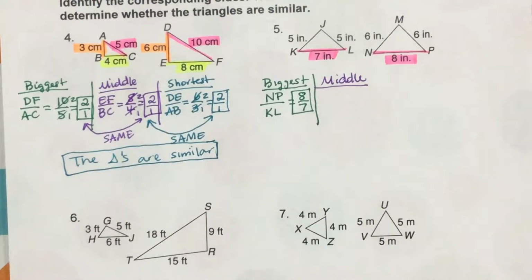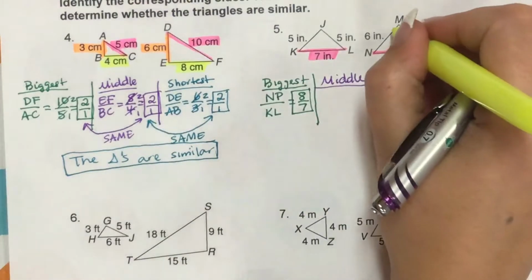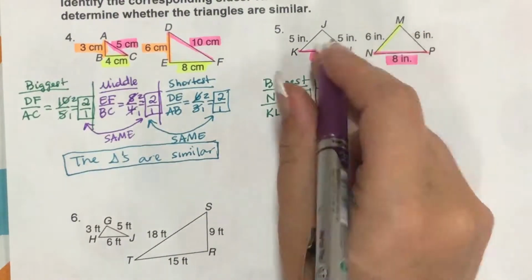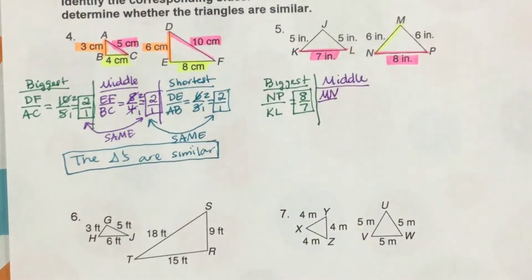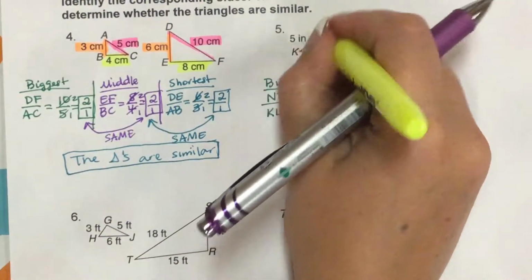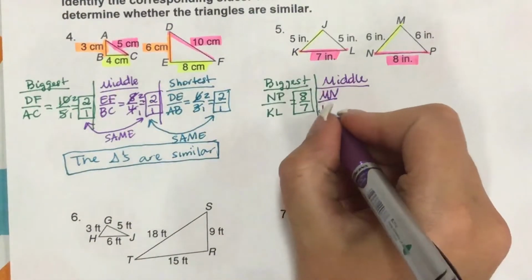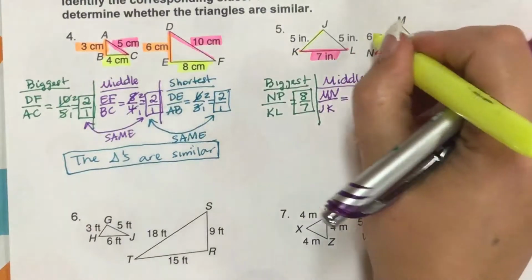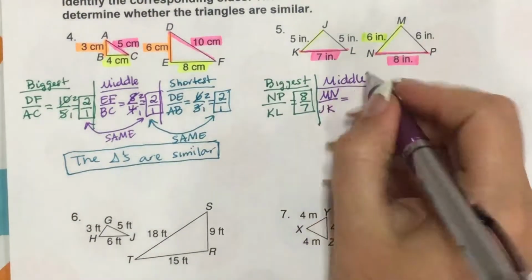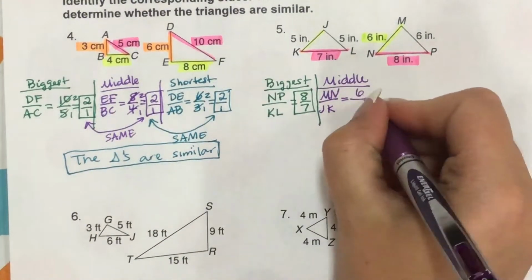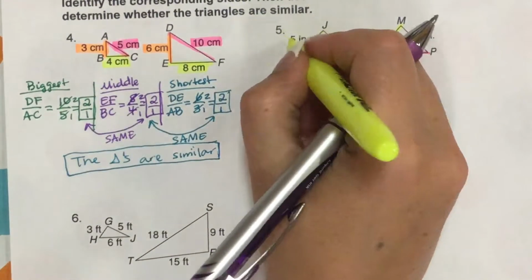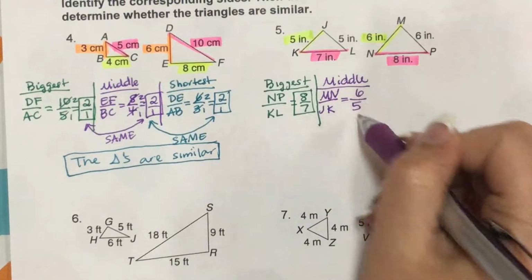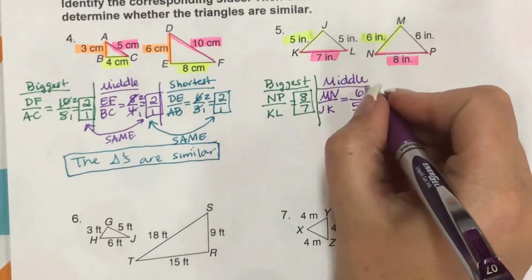So I'm going to call my middle side MN. It's going to be the big triangle over the little triangle, and it's going to correspond with JK. I'm going to go ahead and fill in the numbers. So MN is 6 and JK is 5. And I can't really reduce this ratio. This is in simplest form.